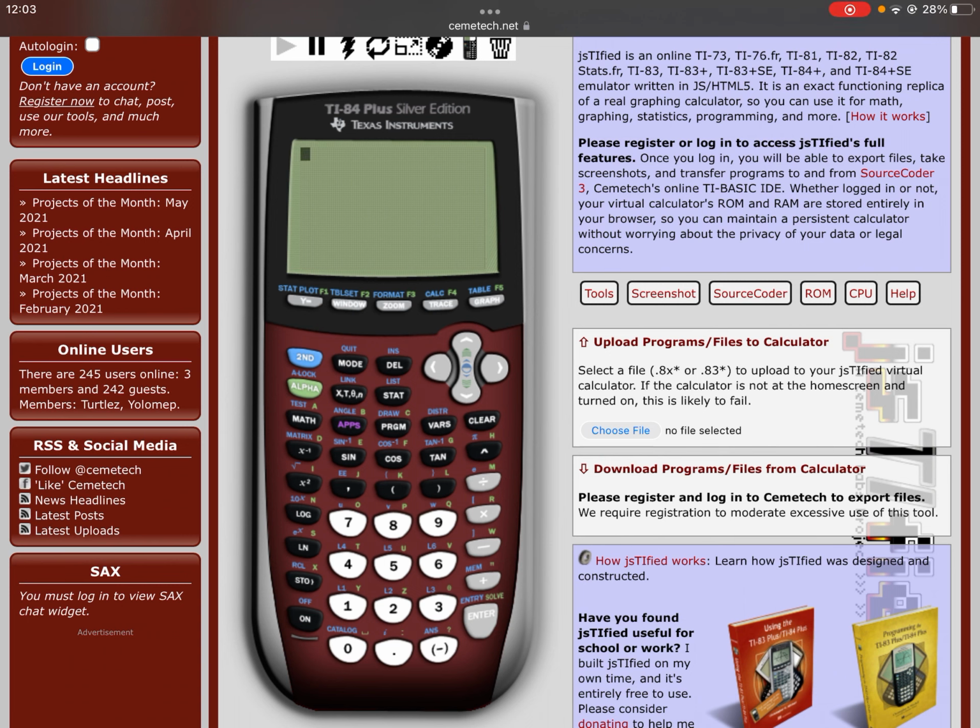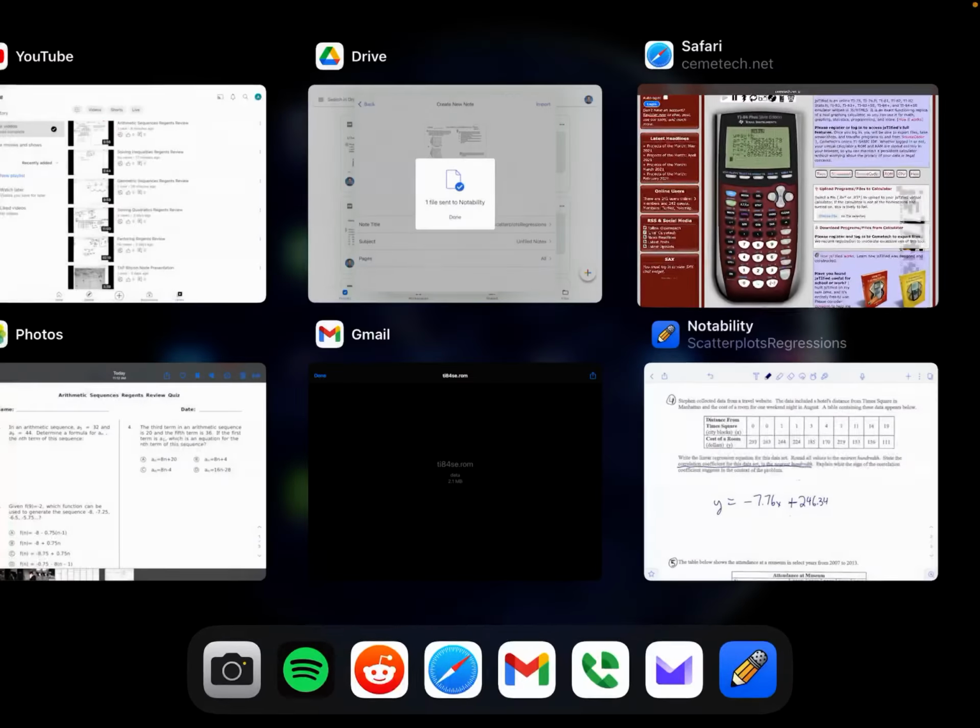The second way that you can do it is you can go to the catalog, which is found by pressing the second button and then 0. After that, you can scroll down till you get to D, or you can press the matrix or X-1 button to jump ahead to diagnostic. And we want to go to where it says diagnostic on and then click enter. Once we've turned on the diagnostics, once we do linear regression, we will see the R value. So in this case, the R value is negative 0.876. Rounded to the nearest hundredth would be negative 0.88.